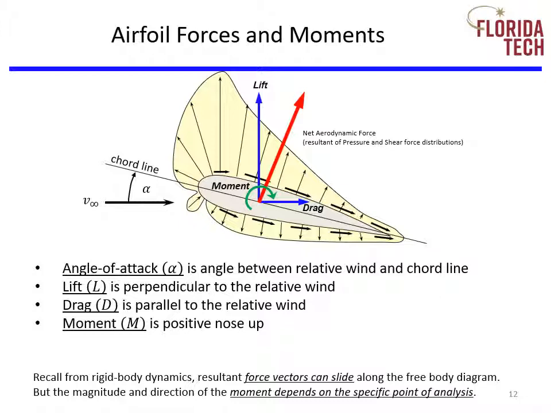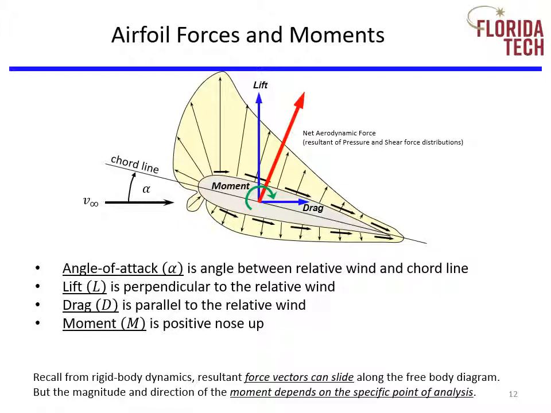Lift is perpendicular to the relative wind, not the chord line. Drag is parallel to the relative wind, not the chord line. Moments causing the airplane nose to go up are defined to be positive. Take care when drawing free body diagrams and recall basic rigid body dynamics.